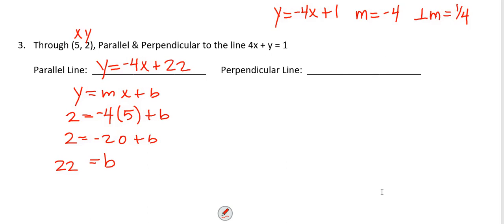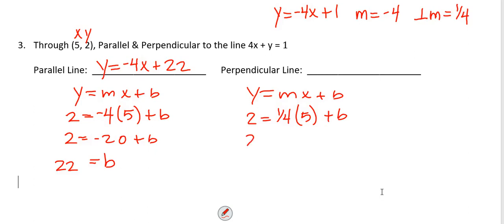Our other one over here, again, y equals mx plus b. So here again, this time we're going to plug in our 2, and our slope this time is 1/4. And we're going to multiply that times 5 plus b. So here again, we're going to have 2 equals 5 over 4 plus b. Again, I'm going to do what I did previously, and I'm going to multiply the 2 times 4 over 4 to get a common denominator. So that's going to give me 8 over 4.